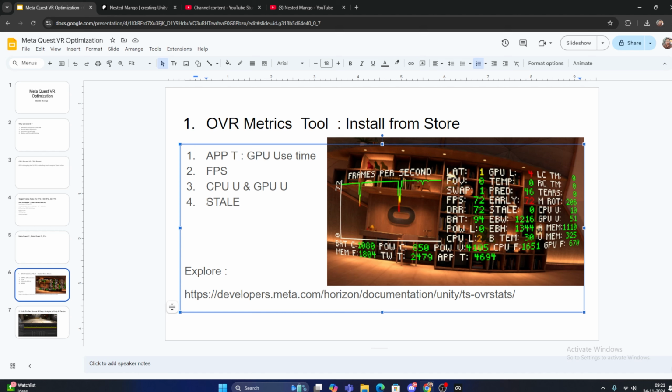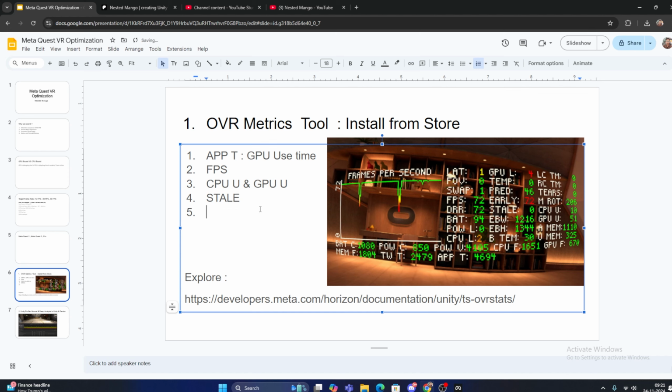And here is stale. Stale means, if you are getting around 50 FPS and some frames are not able to be delivered, it will show you in stale how many frames. Sometimes it is 10, 12, but if it is 0 or 1, that is great. If there is a much higher value, it will create problems. Here you can see the stale value is currently 0, and that's why we are getting 72 FPS. Sometimes if you get 12 or 13, you will get lower FPS.